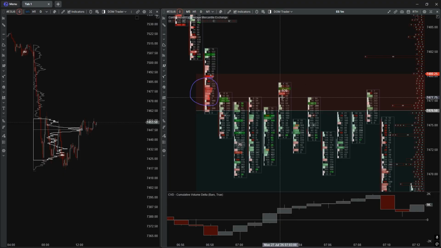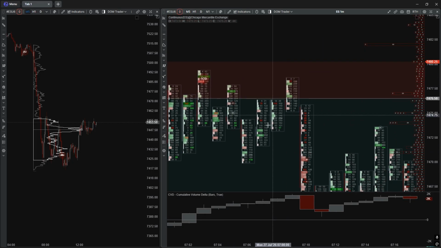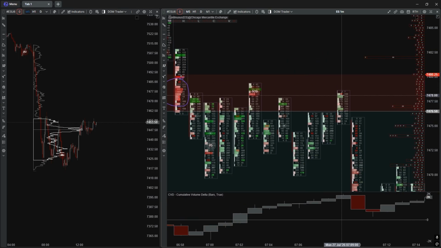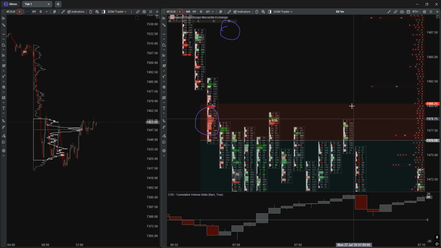Sorry, that's what I meant to say. 109 sell contracts stepped right in to defend it. And they did it again right here. See, buyers made like a P-shaped delta, almost. They're getting aggressive up here, but they fail. Okay? If they start squeezing above it, they're going to run this all up.